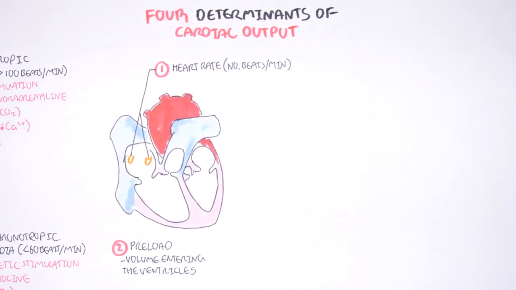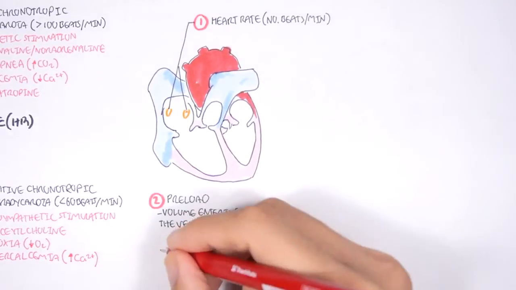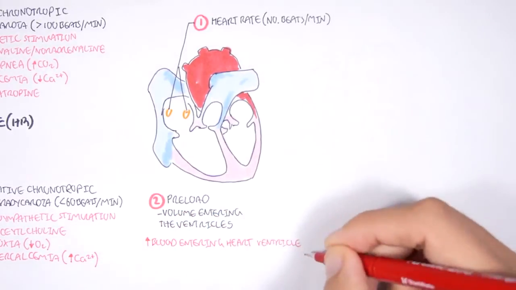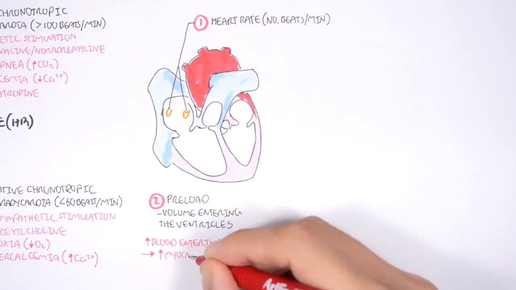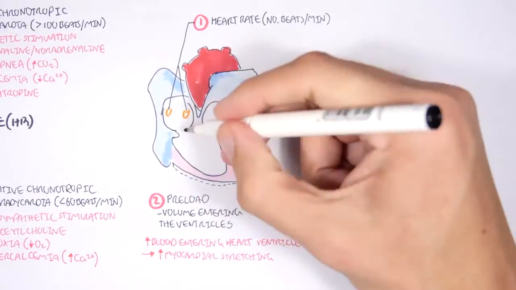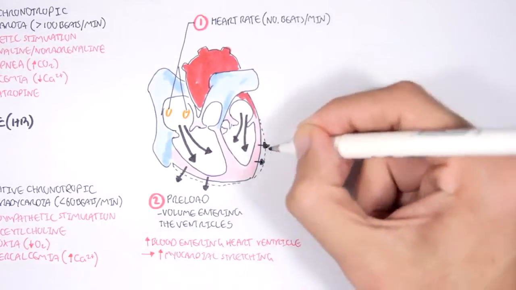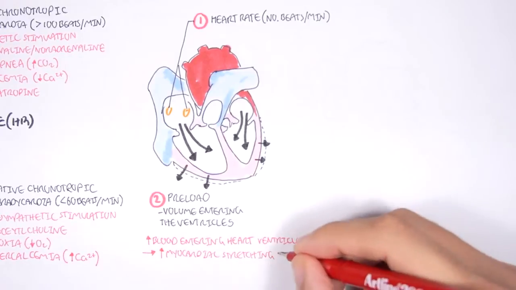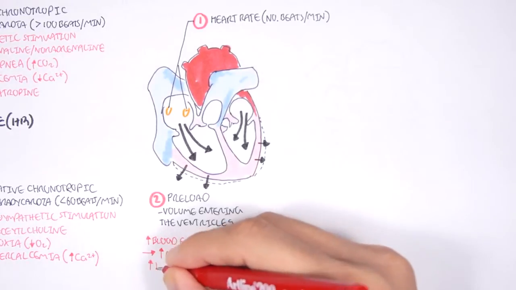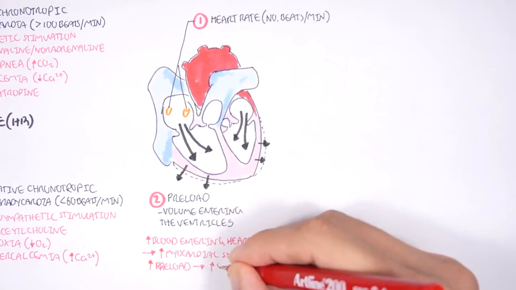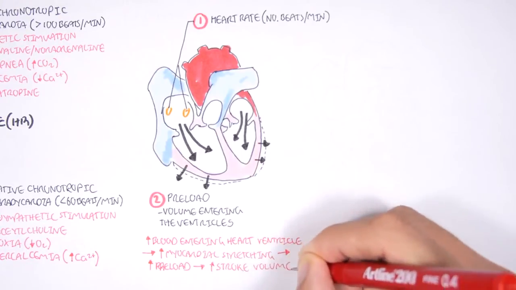Okay, now let's think about this systematically. If we have an increase of blood entering the ventricles of the heart, this would mean that we have more stretch of the ventricles. And this means that there is an increase in preload. And an increase in preload would mean that there is an increase in stroke volume if everything else is normal.